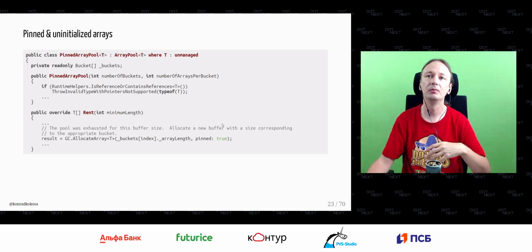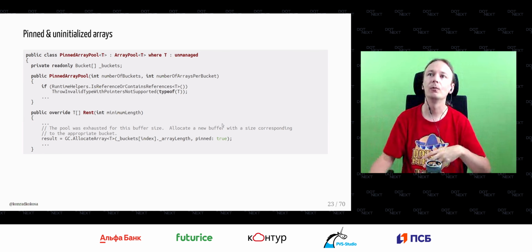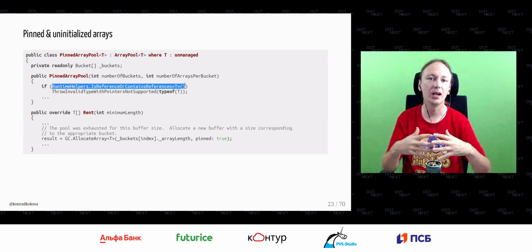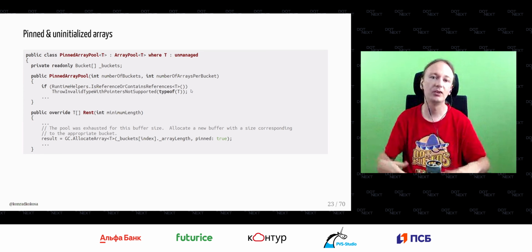This API of creating pinned objects has some limitations. The pinned object heap cannot contain objects containing references. So we have this quite strong limitation. There can only be kind of native unmanaged data there. So we have to check this when we are trying to use this array pool. We need to check whether we want to use it for a type that indeed doesn't contain any references. But this is the limitation.